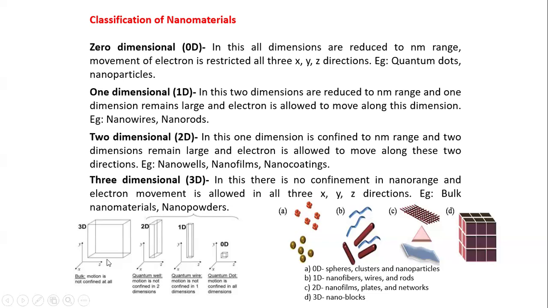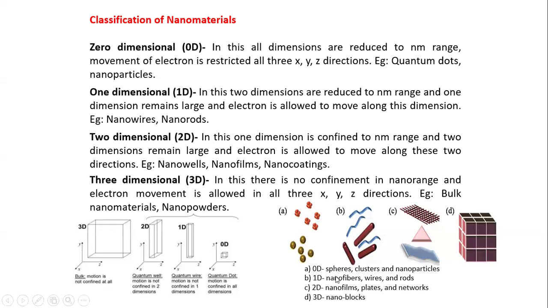Let us see the last classification of nanomaterials, that is 3-dimensional nanomaterial. In this, there is no confinement in nano range and electron movement is allowed in all the three directions, X, Y, and Z. Example, bulk nanomaterials, nanopowders. So here in all the three directions electrons can move. So that comes under bulk nanomaterial.